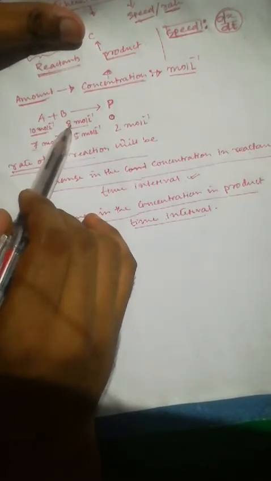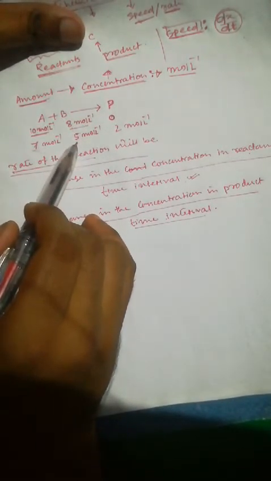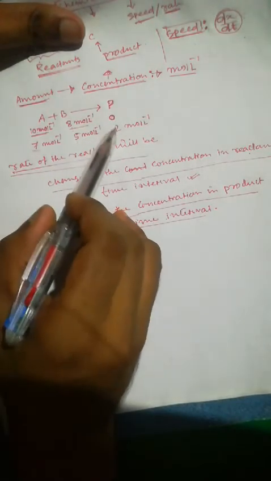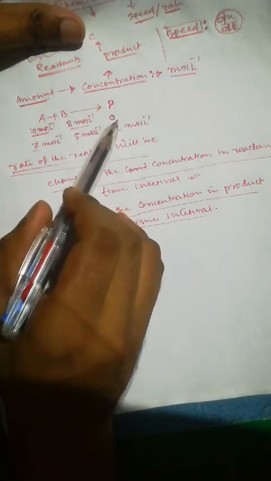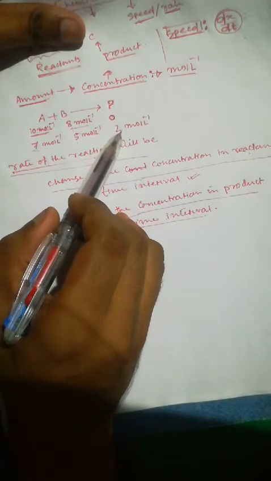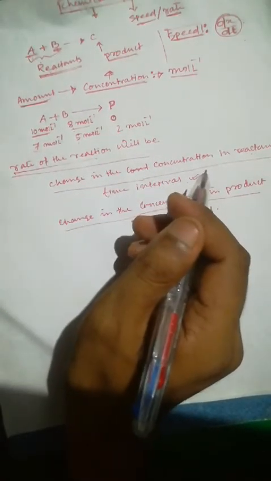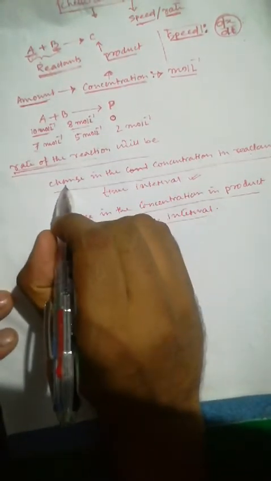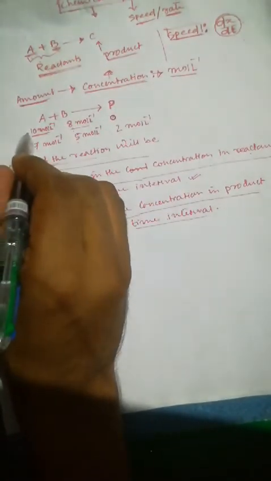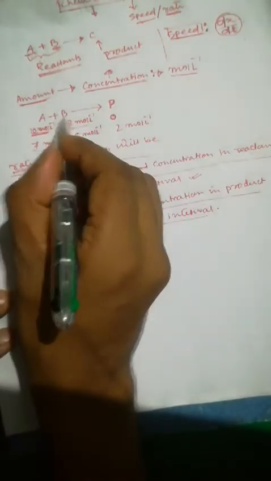Similarly, 8 is the initial concentration of B and 5 is the final concentration of B, and 0 was the initial concentration of P, the product, and 2 mole per liter was the final concentration of the product. Now to calculate the rate of a reaction, we first have to calculate the change in the concentration of the reactant or the product. Suppose at the initial time, when the reaction just started, we take time equal to 0. That is, we have just mixed the reactants, but the reaction has not started yet.